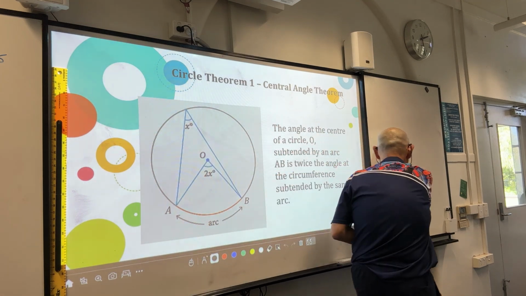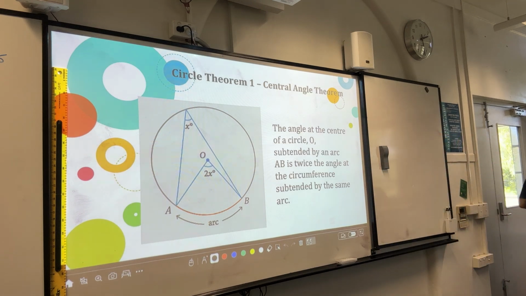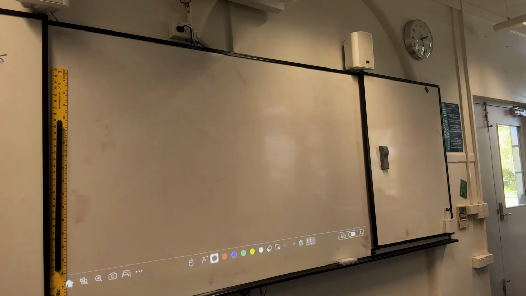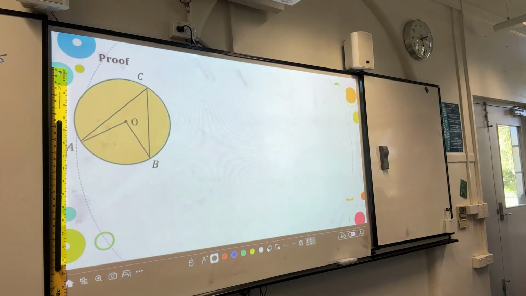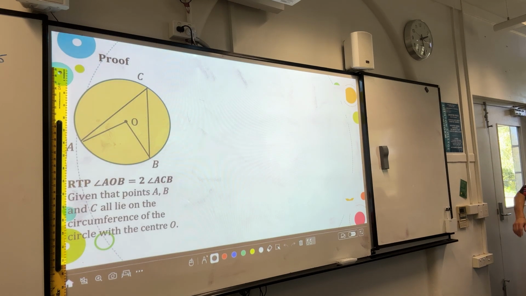Yeah? For some of the more difficult, more complicated ones, generally if you use that strategy, you will be fine. Alright? Let's go and see what we are doing. Proof of this. So what we are required to do is prove angle AOB.